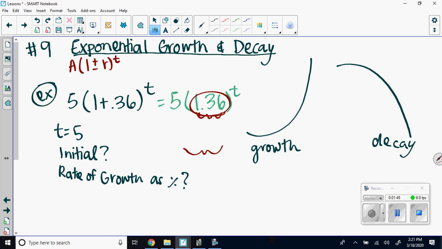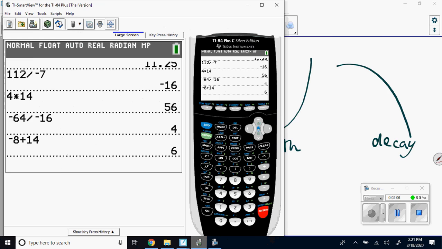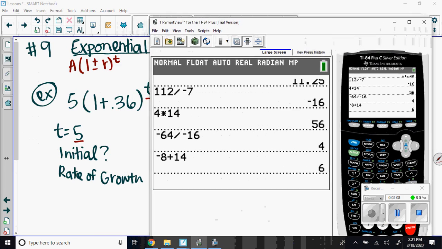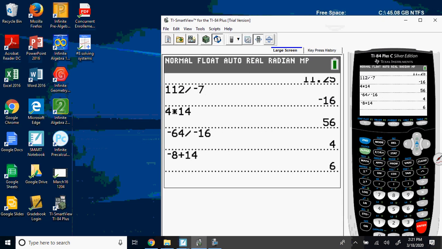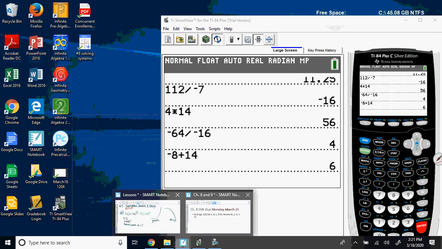What I want to know is, what is the amount we will have for whatever this situation is after time of 5 units? It might be 5 years, 5 minutes, whatever. All that means is we need to plug 5 in for t right here. So we're going to take our calculator and plug it in. Uh-oh, I lost my video, or my slides.